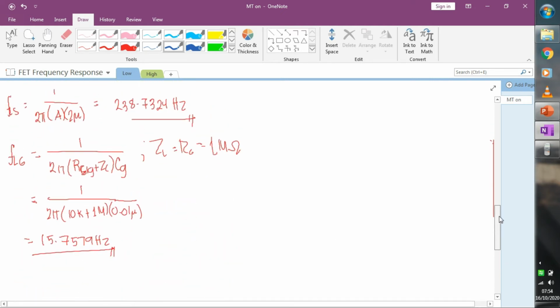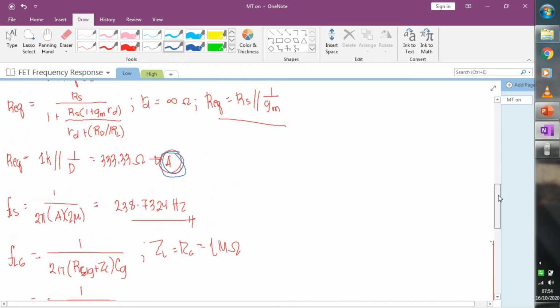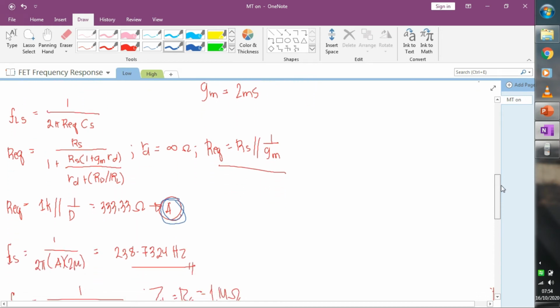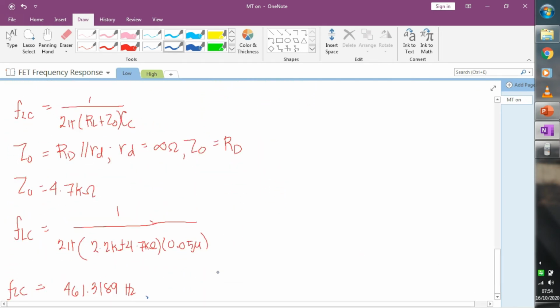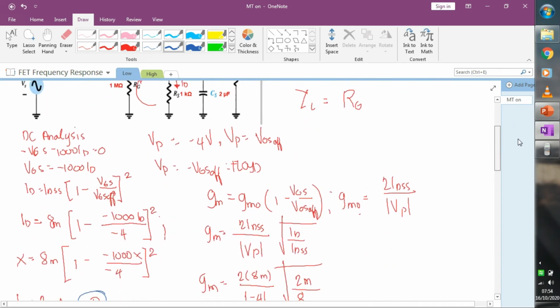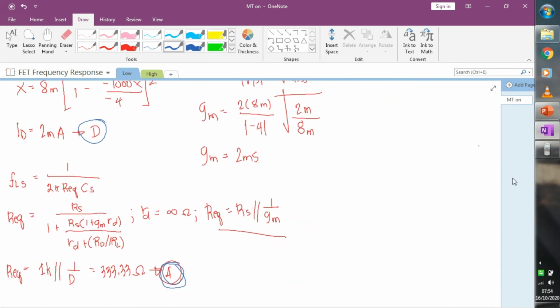Okay. So let us observe the values of your FLC, 461, your FLG, 15.7579, and your FLS, which is equal to 238.74. It is very obvious that FLC is the highest among the three values of your low cutoff frequency. So we consider this as the dominant low cutoff frequency, or the FCL dot. So that is how you're going to analyze a FET circuit at its low frequency response.